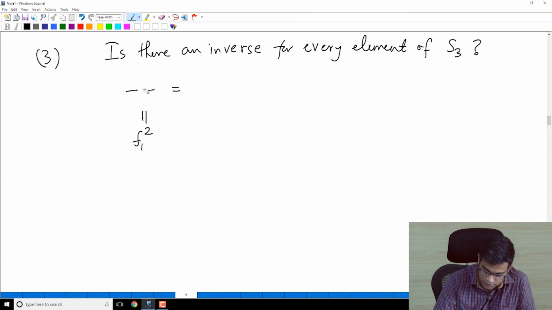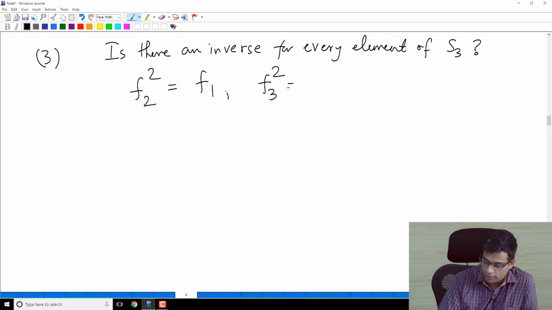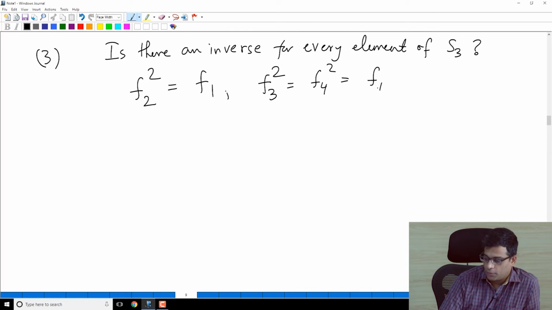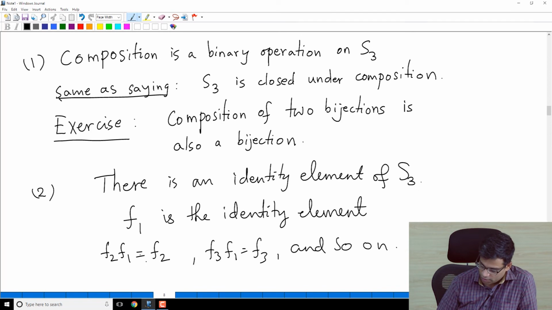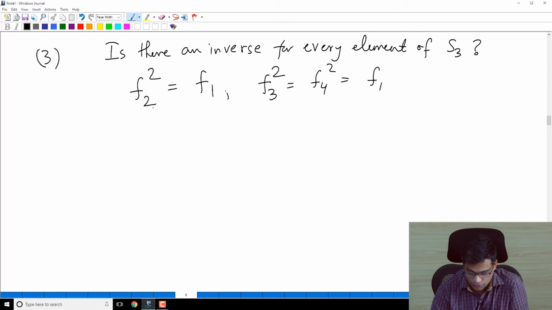So F2 squared is F1. Similarly, if you quickly check, F3 squared as well as F4 squared is F1, which remember is the identity element from the previous page. An inverse is an element such that when you multiply, I use the word multiply here, but I should really use compose. If I compose F2 with F2, I get identity. If I compose F3 with F3, I get identity. If I compose F4 with F4, I get identity.